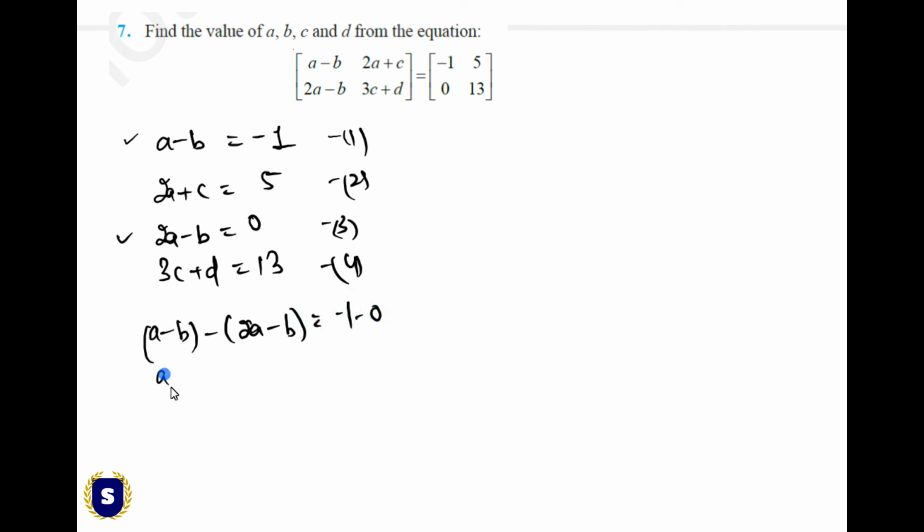So we'll get a minus b minus 2a plus b is equal to minus 1. b is eliminated. Minus a is equal to minus 1. This implies a is equal to 1. So this we have got from equation 1 and equation number 3, right?